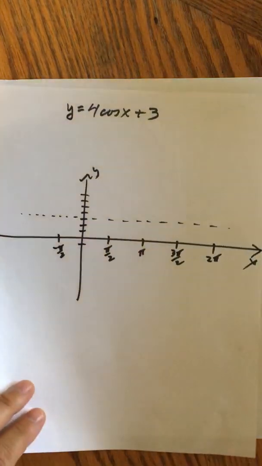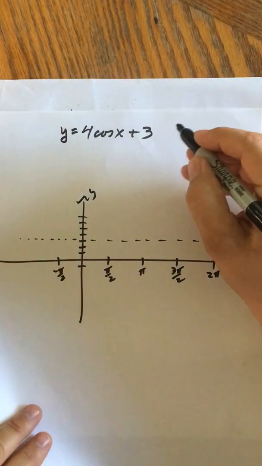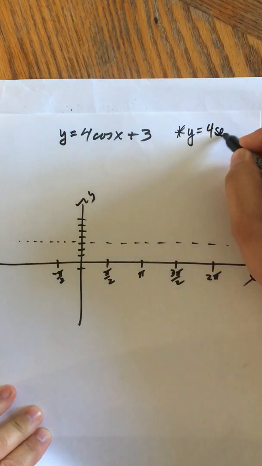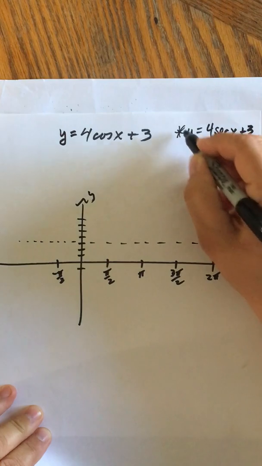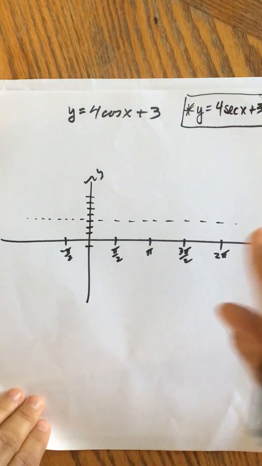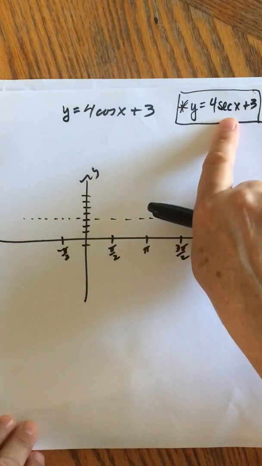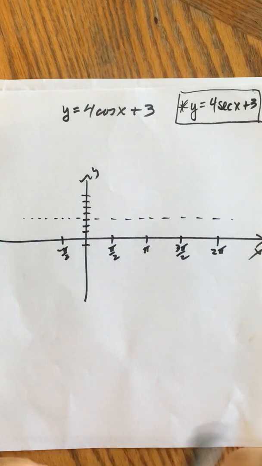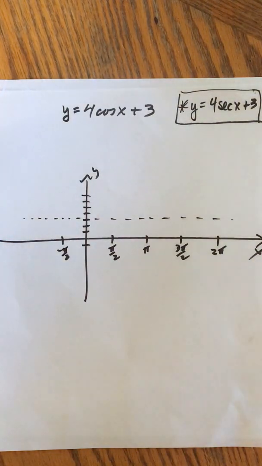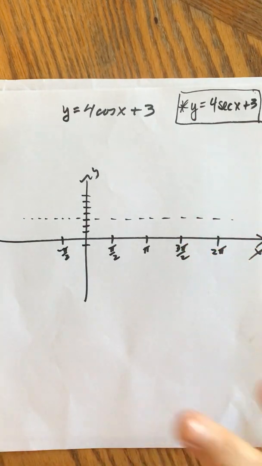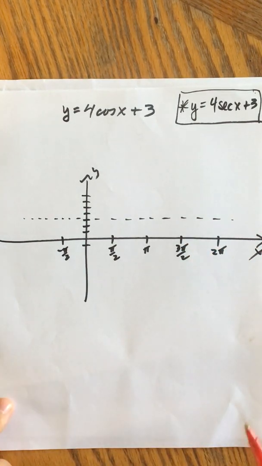So here then, when we go to graph y equals 4 secant x plus 3, that's what we're really graphing, right? But what is it related to? Well, it's related to cosine because the reciprocal of cosine is secant. And the reason I want to bring that up is that if you graph the cosine wave, the secant wave, in a sense, rides on the cosine wave.